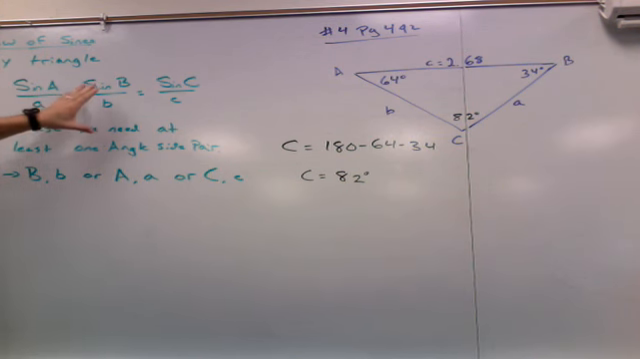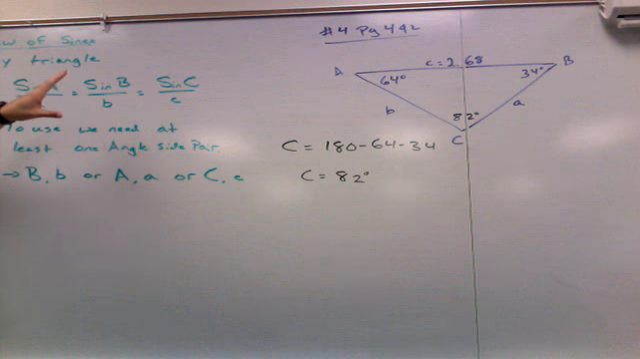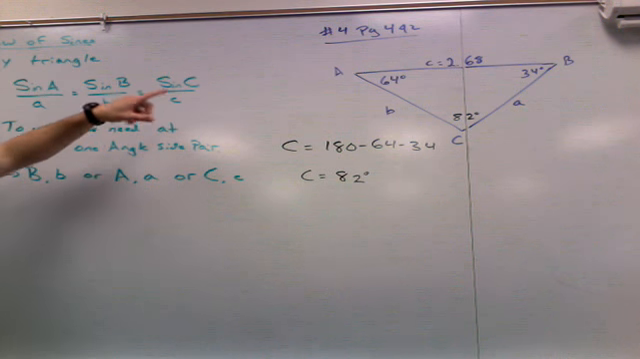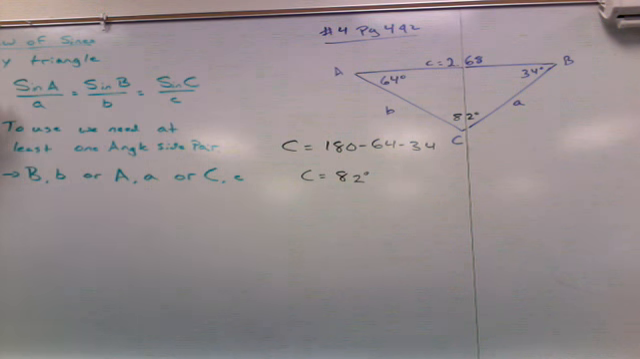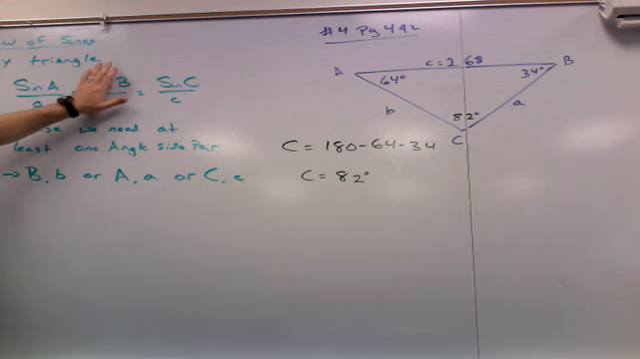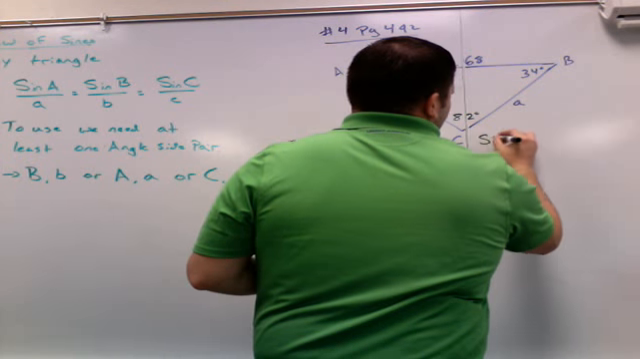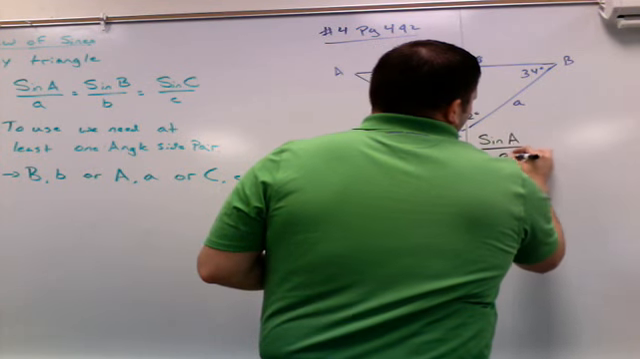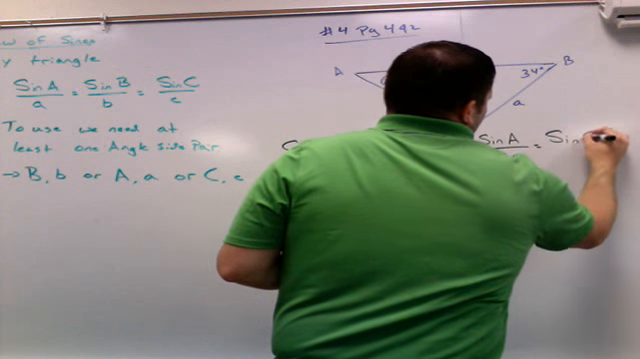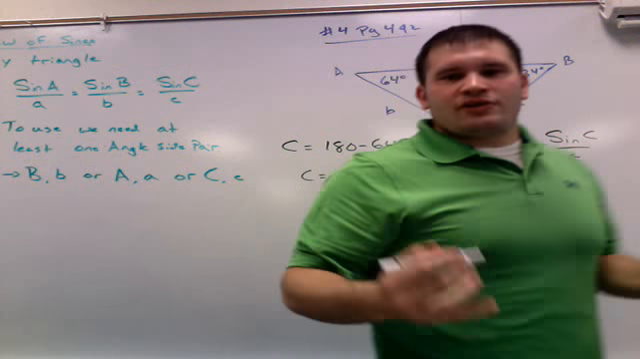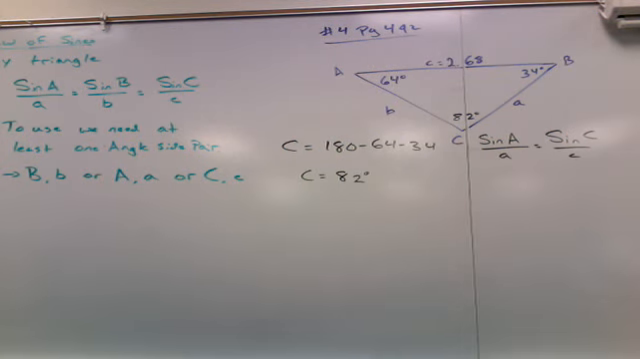So I'm going to use law of sines to find A. I know C and little c. I want to find A. So do I have to use the B and little b? No, I can just cover that up. Okay, and I'm going to use this equation. Sine of A over little a equals sine of C over little c. So that's what I'm going to use to find little a.